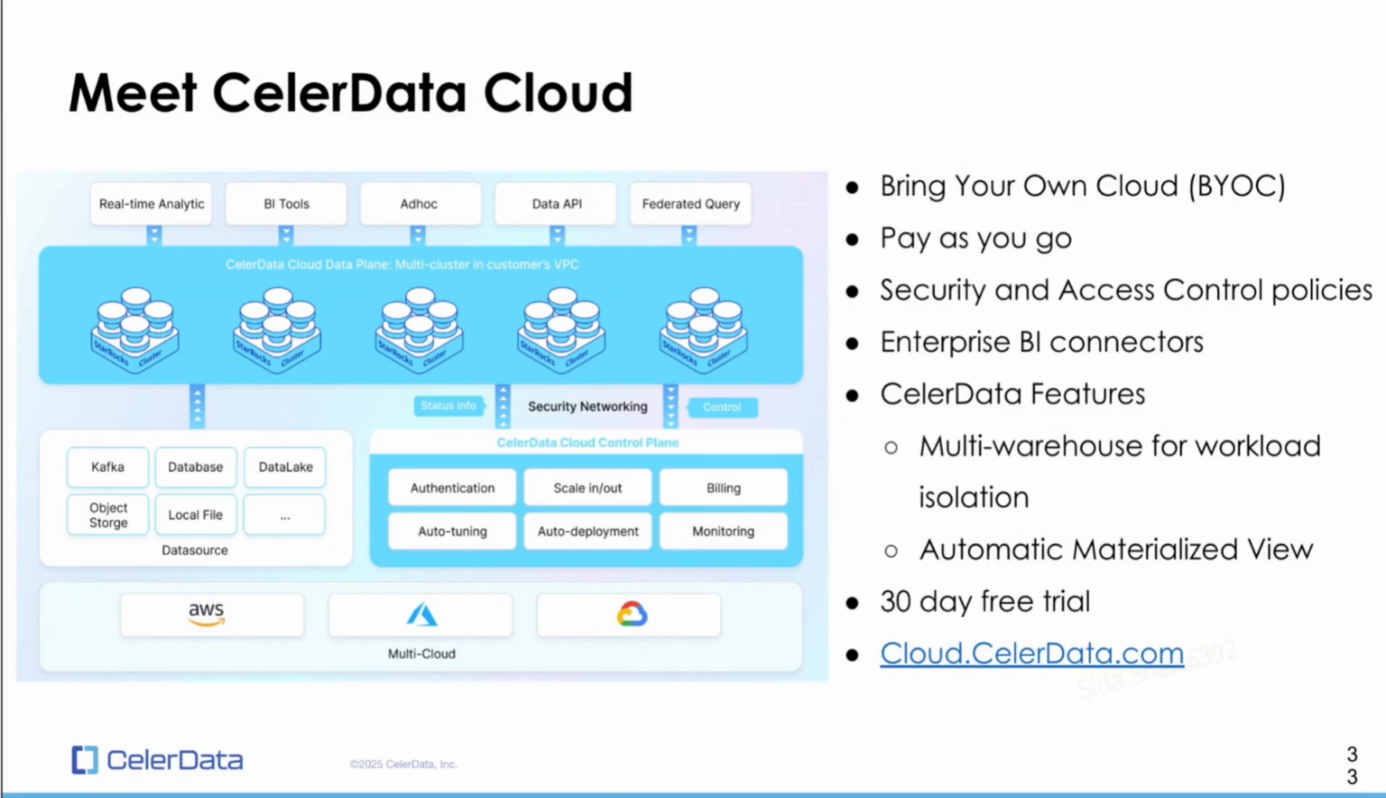And also CelerData features such as multi-warehouse for workload isolation. This is very useful for customer-facing workloads, so make sure that all of your tenants have the appropriate amount of resources to keep their SLA alive. And also other quality of life features, such as automatic materialized view. And there is a 30-day free trial running, so go to cloud.celerdata.com and check it out.